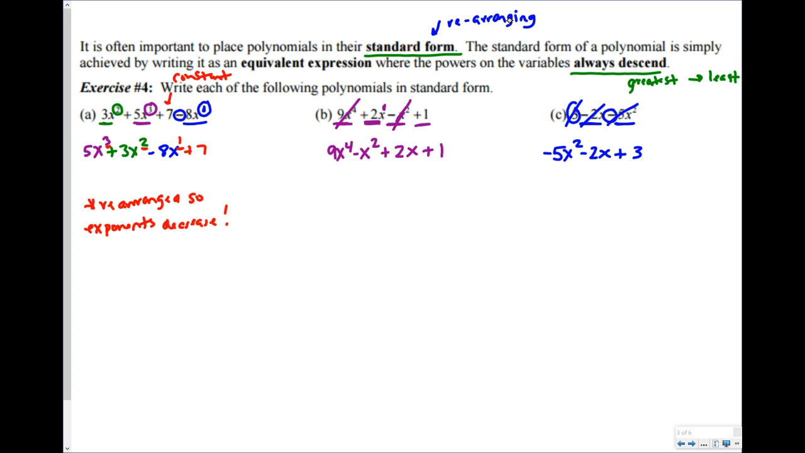Okay? My only thing here is be careful of your signs. And I'm going to say that a couple more times in this lesson because when you're rearranging terms, the sign goes with it, right? Like in this example C, I didn't put 5x squared in front. I put negative 5x squared because the negative goes with the 5. Okay?